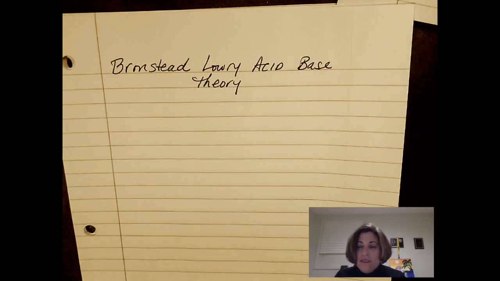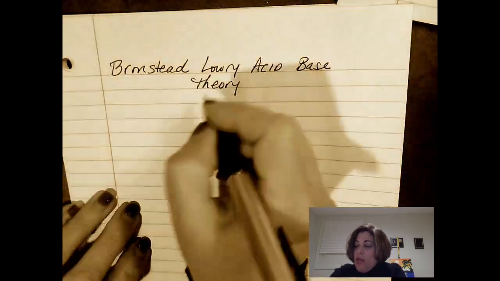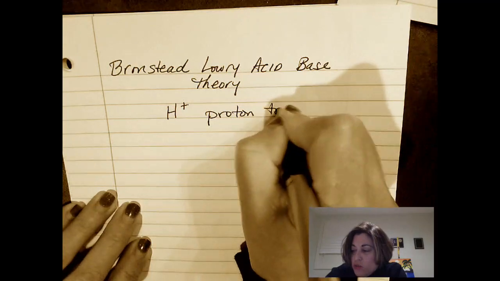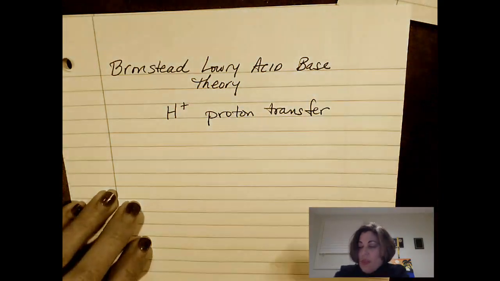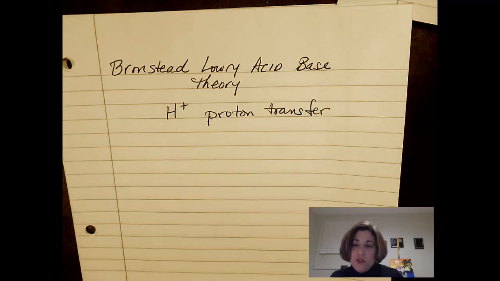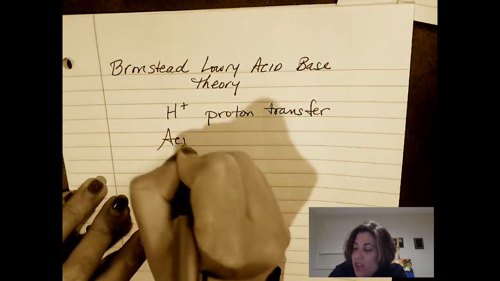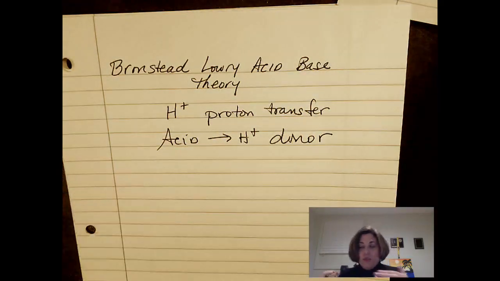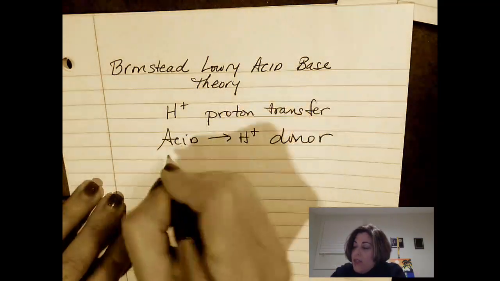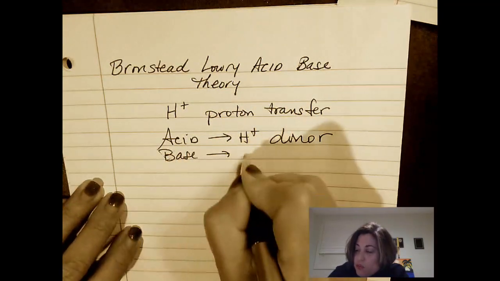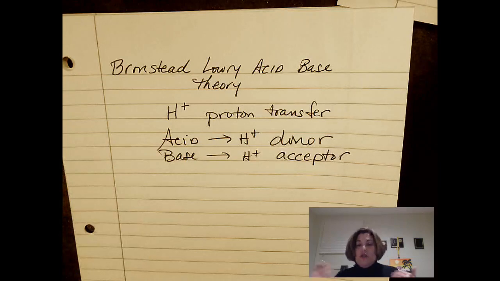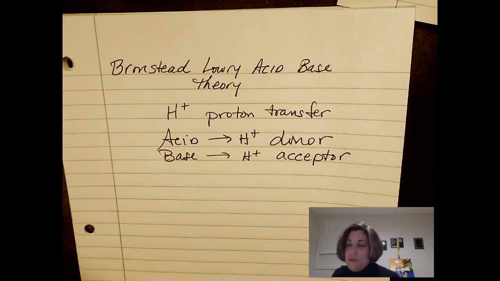Now, Bronsted-Lowry comes along and they expanded the acid-base theory into no longer just H plus, no longer just OH minus, but really more about proton transfer. It all came down to H plus or proton transfer. And if the proton is going to be transferred, then the definition of acid is a proton donor, a species that gives up, and the definition of base is a proton acceptor.